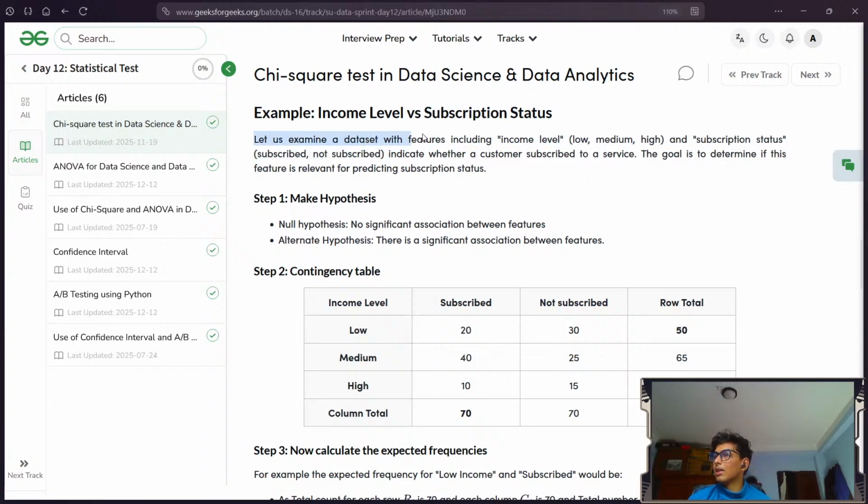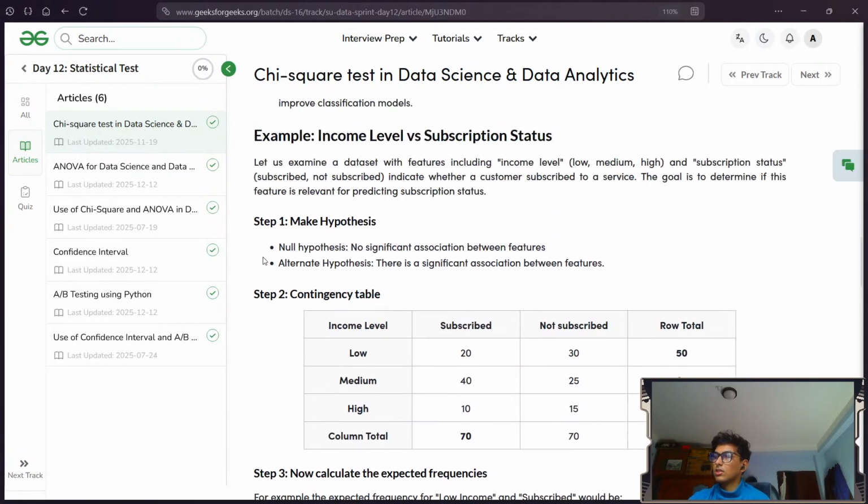Let us examine a dataset with features including income level (low, medium, high) and subscription status (subscribed, not subscribed), indicating whether a customer subscribed to a service. The goal is to determine if this feature is relevant for predicting subscription status. Income level is sufficient for finding subscription status. Make the hypothesis: null hypothesis, no significant association; alternative, there is significant association.